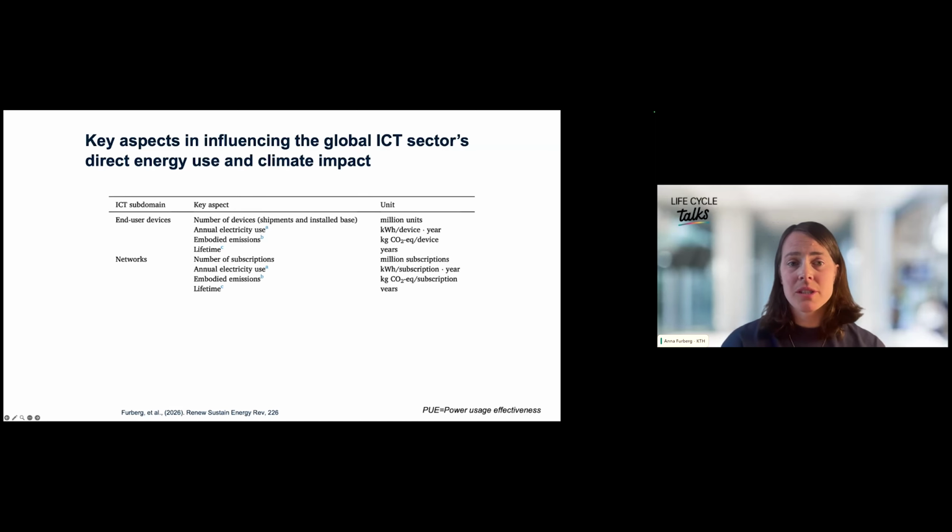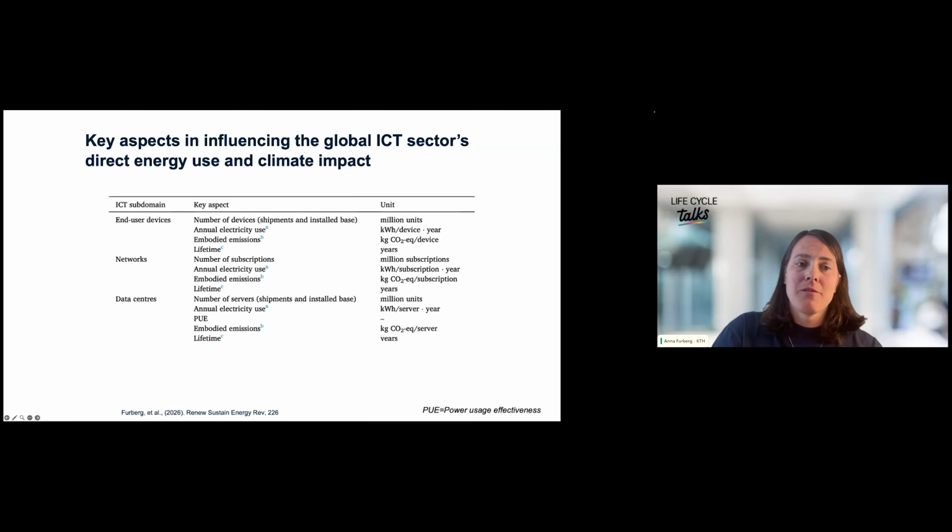Annual electricity use per subscription and year, embodied emissions, and the lifetime of these networks, which is quite longer than for end user devices. And for data centers, a more bottom-up approach where you look at the number of servers, shipments, and installed base, annual electricity use, power usage effectiveness, that is to consider that in data centers you need a whole infrastructure around these servers, for example, cooling, and the lifetime.